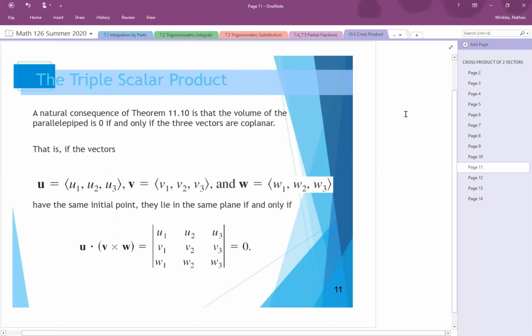A natural consequence of the theorem is that the volume of the parallelepiped is 0 if and only if the three vectors are coplanar. By coplanar, we mean that they're in the same plane. That is, if the vectors U equals U1, U2, U3, V equals V1, V2, V3, and W equals W1, W2, W3 have the same initial point, they lie in the same plane if and only if U dot the cross product of V and W is equal to 0. So if you get 0, then we know that they have the same initial point and they are in the same exact plane.